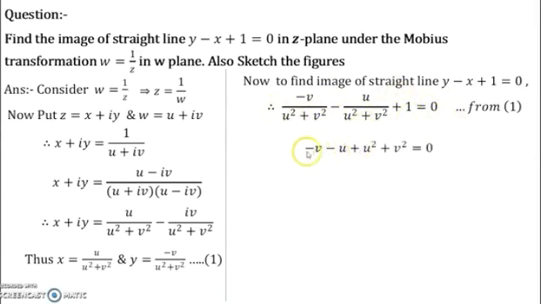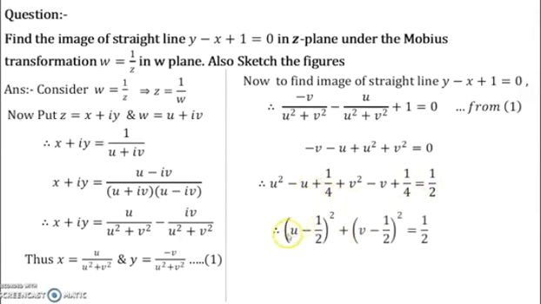After simplifying the denominator, I am taking the LCM u square plus v square. So I will get the equation minus v minus u plus u square plus v square equal to 0. Next, this is nothing but a circle equation. Rearranging this into u square minus u plus 1 by 4 plus v square minus v plus 1 by 4 is equal to half, because for completing the square I'm adding 1 by 4.